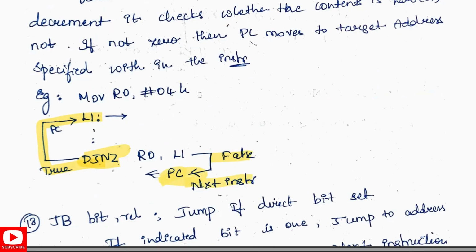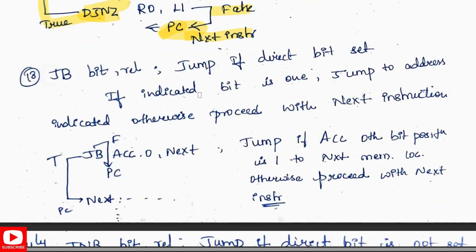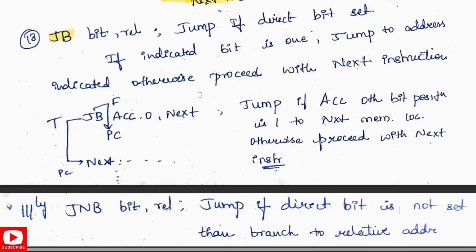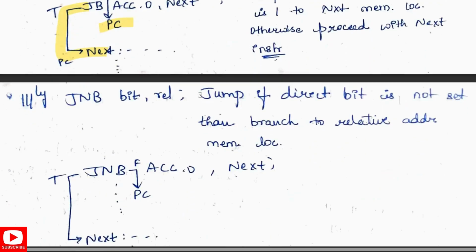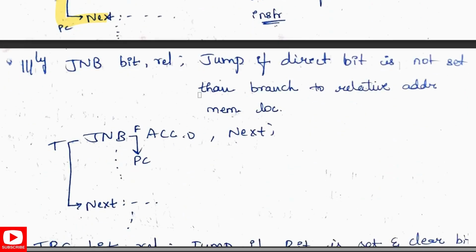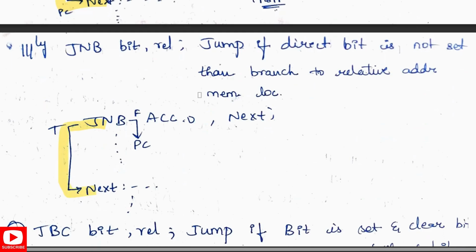Next is JB, that is jump if direct bit is set. If the indicated bit is 1, jump to the address indicated. Otherwise, proceed with the next instruction. So jump if the accumulator's 0th bit position is 1, to the next memory location. Otherwise, proceed with the same location. If it is true, it will move to the next loop, or else it will go to the PC itself. Similarly, JNB, jump if bit is not set. If it is true, it will move to this next. If it is false, it will move to the PC.